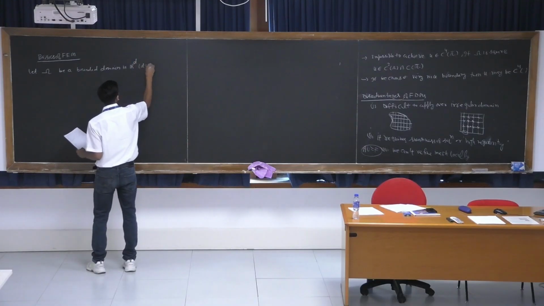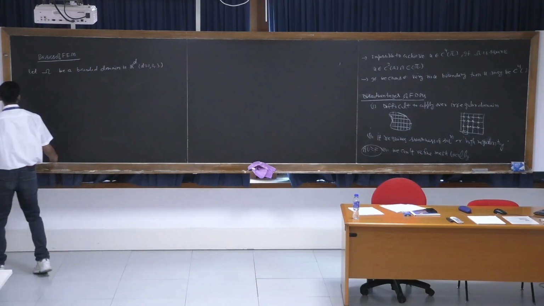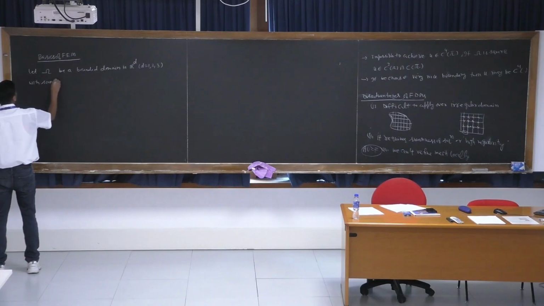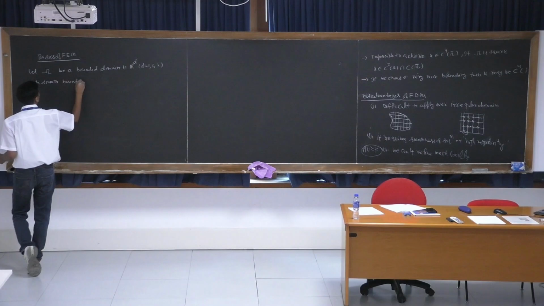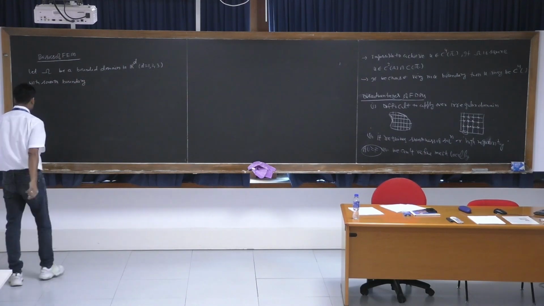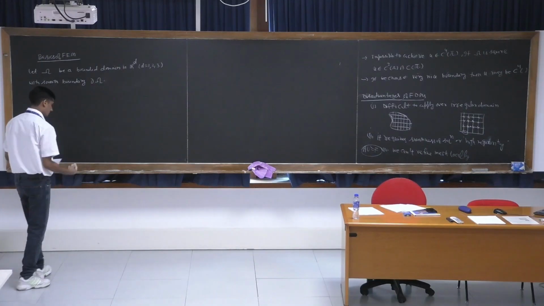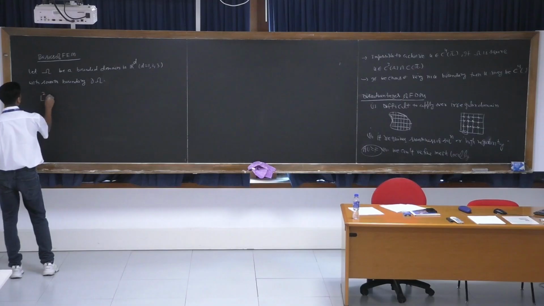I am taking here just 1, 2 and 3 with smooth boundary, that is denoted by this one. So first of all, define L2 space.